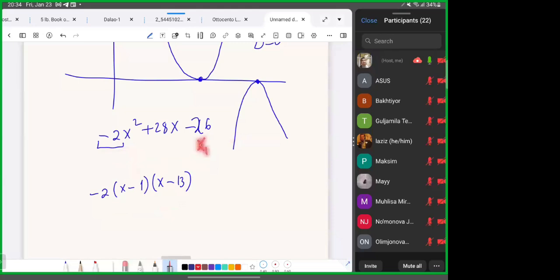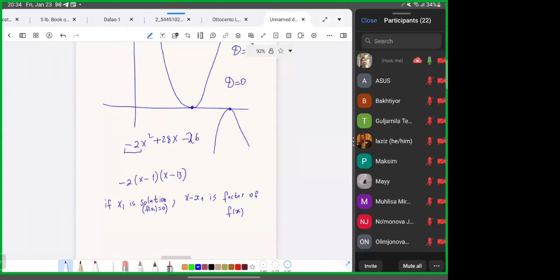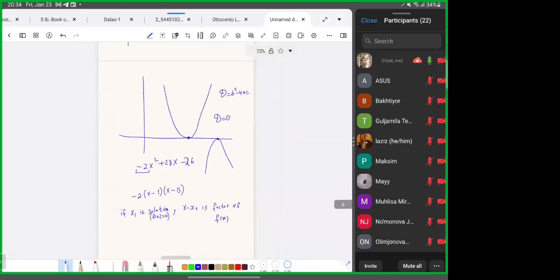So when x1 is a solution, x minus x1 will be a factor. Okay, I will write: if x1 is a solution, it means when x equals x1 the function becomes 0. So then x minus x1 is a factor of your f of x. Here it means f of x1 equals 0. These are the conditions. Very good.